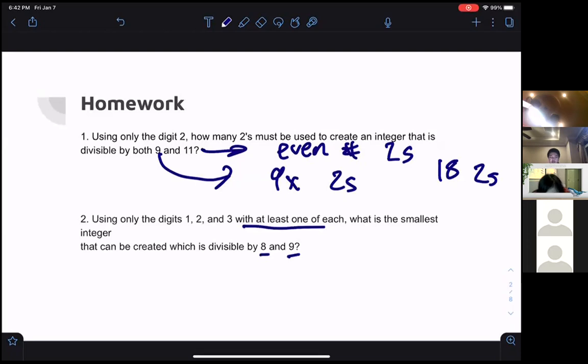Okay, so we already went through the divisibility rules for 9. Oh yeah, to the person in chat, please use your real name.